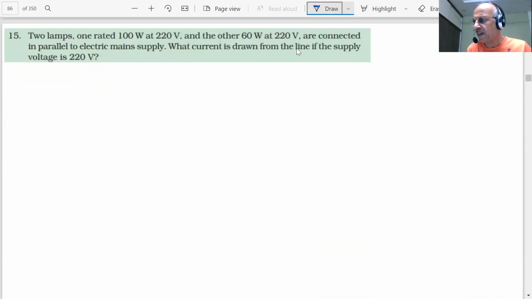We are coming to the next question, students. Two lamps are there. One is rated 100 watt at 220 volt and the other 60 watt at 220 volt. They are connected in parallel to the electric main supply. What is the current drawn from the line if the supply voltage is 220 volt, students? What is the current drawn from the supply?